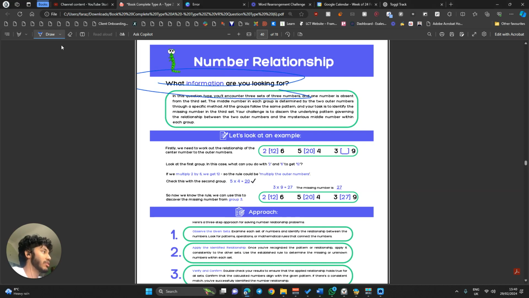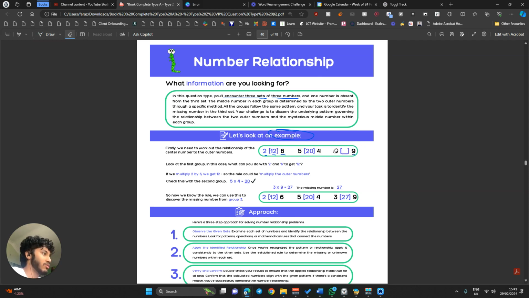So what information are we looking for here? In this question type, you'll encounter 3 sets of 3 numbers. So let's look at the example and see what they're talking about here. There are 3 sets, so I see the 3 sets right here. And each set has 3 numbers, so I can see the 3 numbers here. And I can also see this one is missing a number.